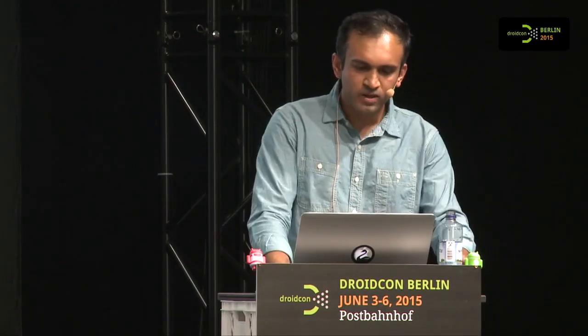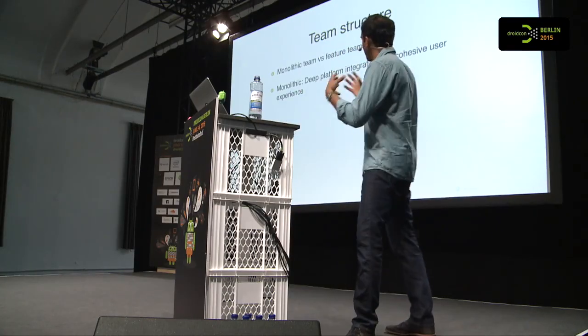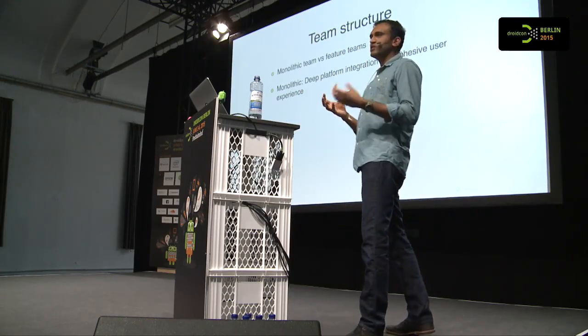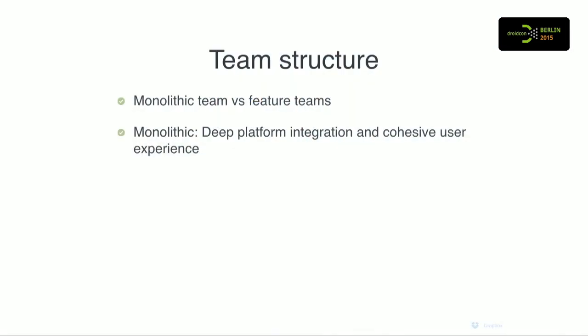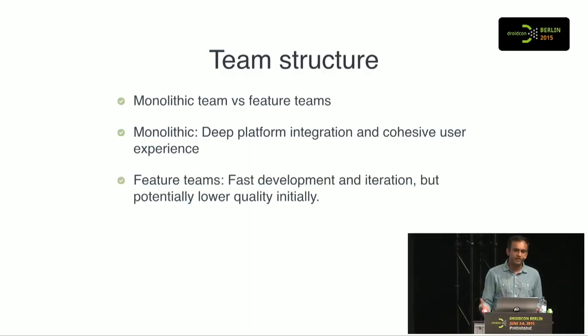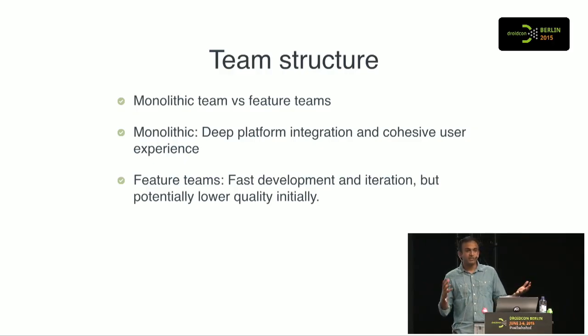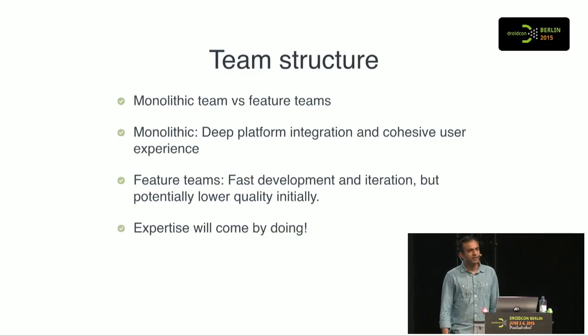Okay, so both these models have kind of pros and cons. In the platform team model, you get really deep platform integration because everybody working on the team is kind of an Android expert. And you have this really deep, cohesive user experience across all the features in your app. But when you have feature teams, then you get fast development and iteration. But potentially, the people working on those teams aren't necessarily deep Android experts, and so you might have slightly lower quality. And this is a matter of time.